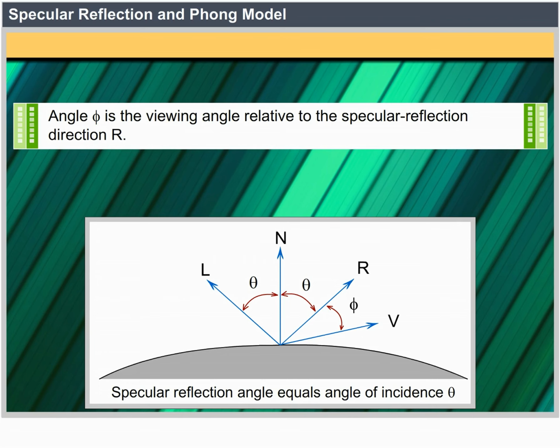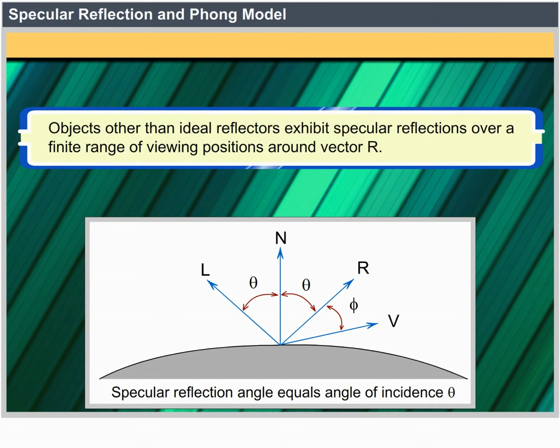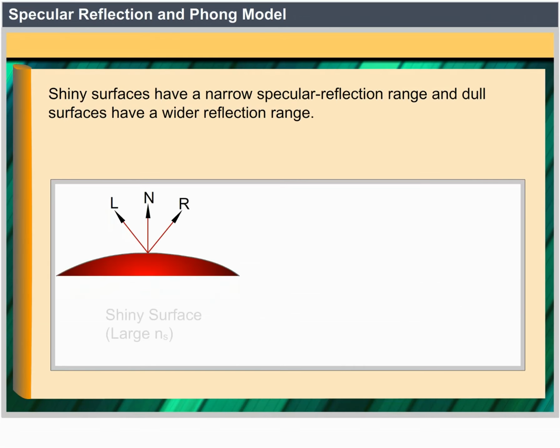For an ideal reflector, a perfect mirror, incident light is reflected only in the specular reflection direction. In this case, we would only see reflected light when vectors V and R coincide, phi equals 0. Objects other than ideal reflectors exhibit specular reflections over a finite range of viewing positions around vector R. Shiny surfaces have a narrow specular reflection range and dull surfaces have a wider reflection range.